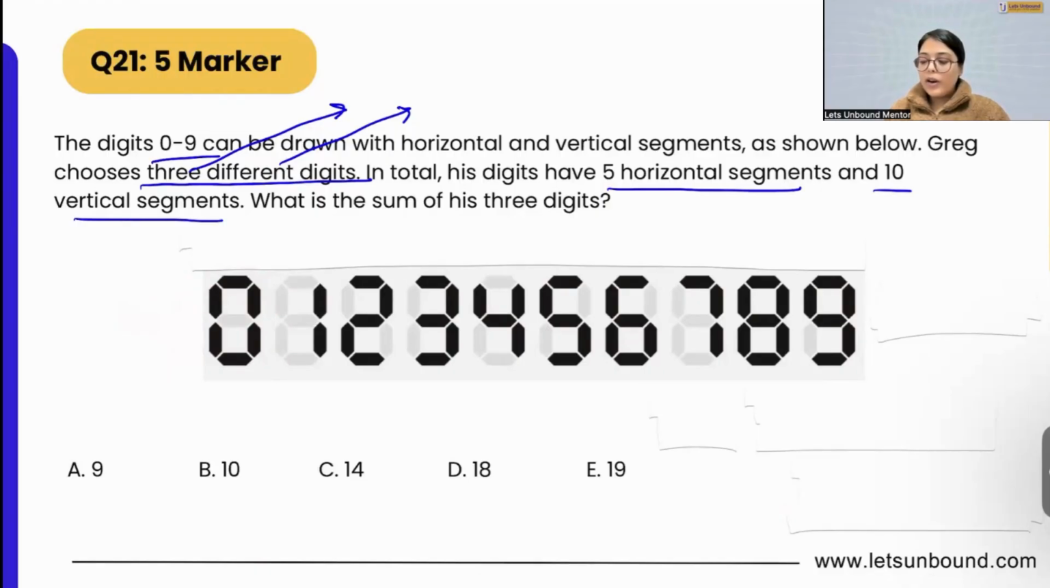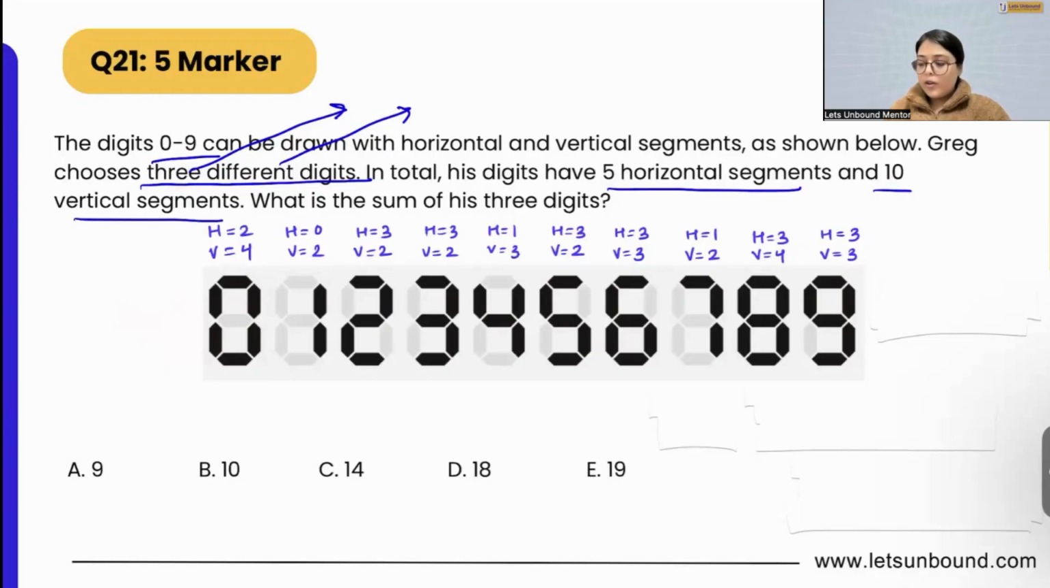Similarly, for digit 1 to 9 also, I've written it here for your convenience. So you can see for all the digits, we have the vertical and horizontal segments ready. Now, can you notice one thing? The maximum of horizontal segments for all the digits from 0 to 9 is 3. More than 3 we can't see in any of the digits. And the maximum segments for vertical, you can see it's 4. So let's just write down that as well.